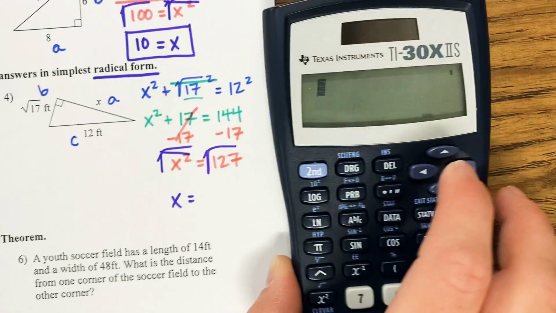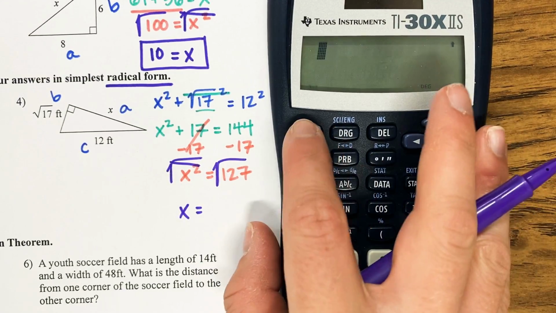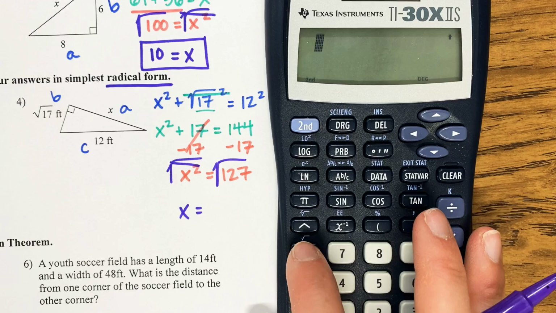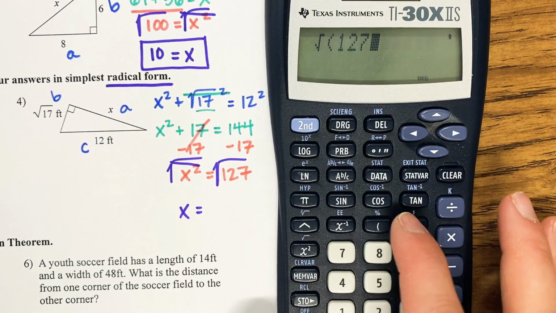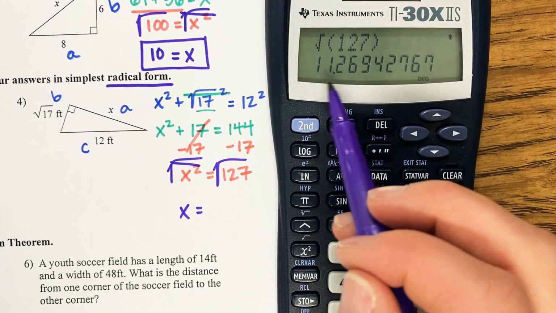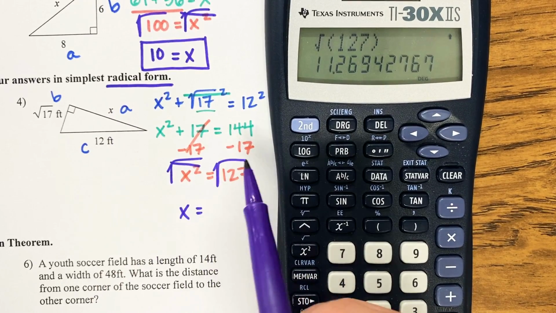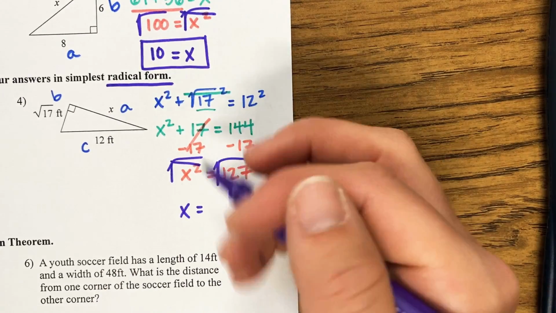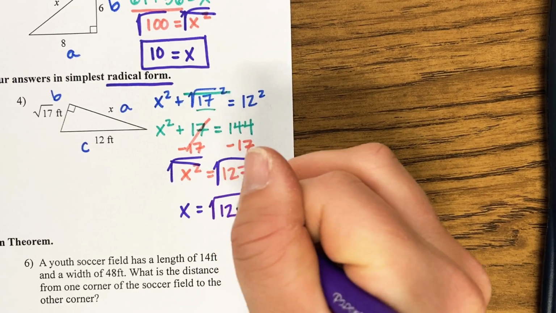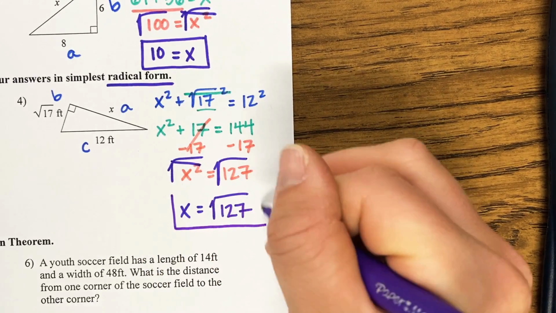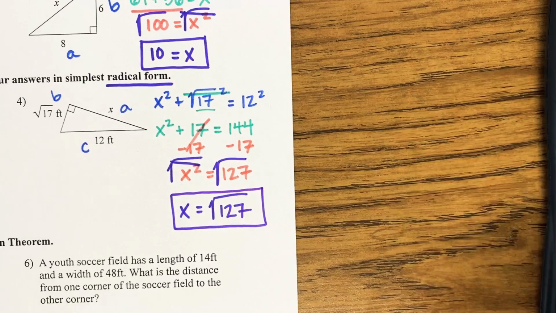Okay, well, let's check in our calculator. Let's do square root, or second square root button, 127. And it gives me this ugly decimal, and it's asking for it in radical form, which means it wants the square root sign. So we are just going to leave it as the square root of 127. And there we go.